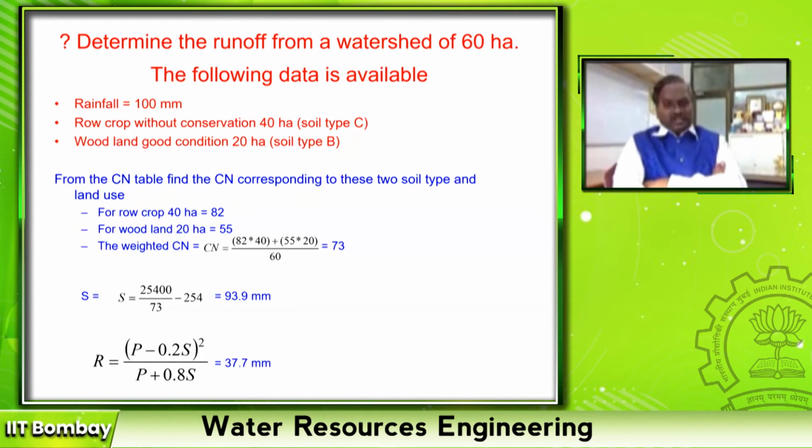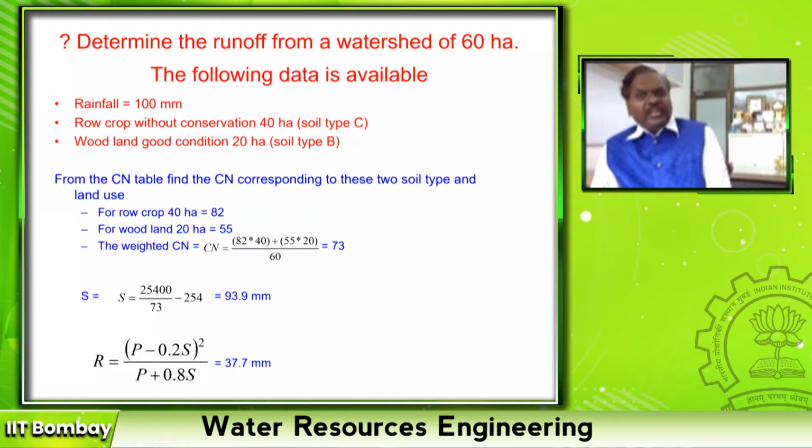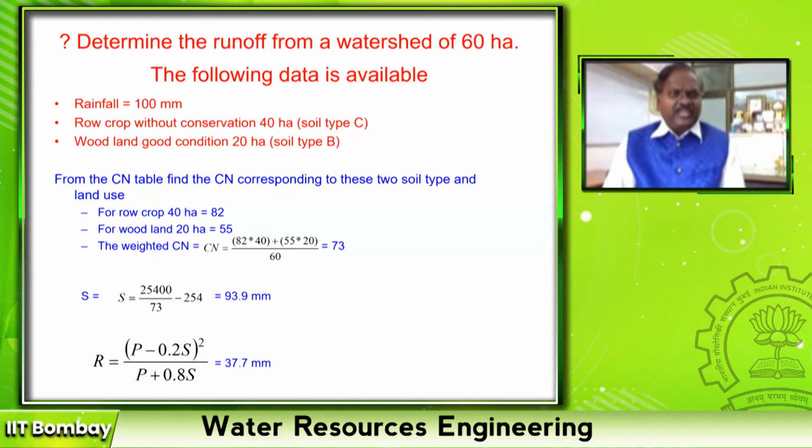So take your calculators and pen, please do it. You can determine the runoff from a watershed of 60 hectares. 1 hectare is equal to 10,000 square meters. The rainfall is 100 mm. Then I have two soil types, B and C, and two land uses.